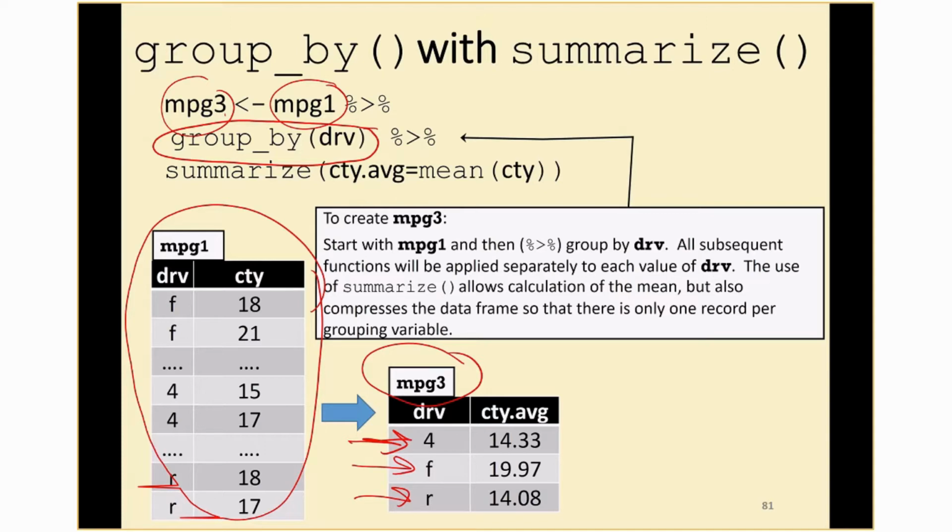How many variables am I going to have? The only variables I'm going to have are those that are specified within the grouping function, which is drive. So there's my drive. Or created by the summarize function. Summarize function created city average. There's city average.